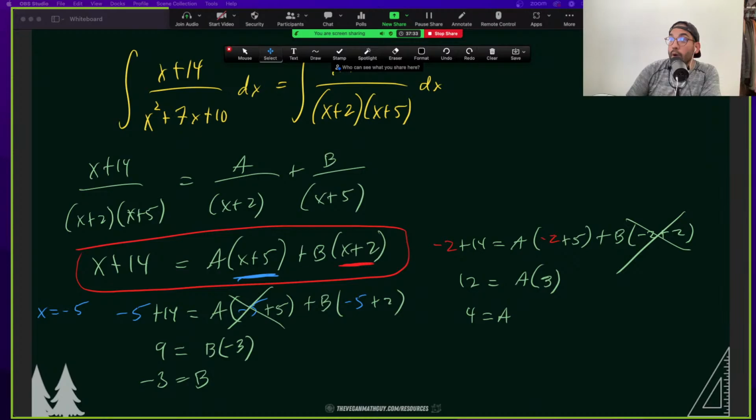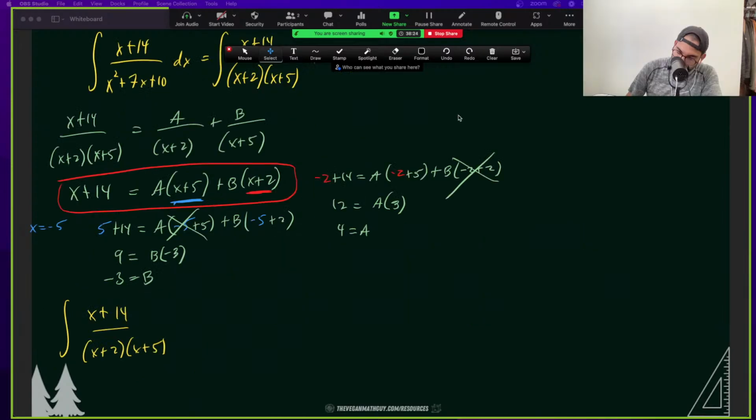So we are going to rewrite this. Remember, the integral of x plus 14 over x plus 2 times x plus 5 dx was equal to the integral of a over x plus 2 plus b over x plus 5 dx. We already found the a value and the b value, so we can plug those in. So we have the integral of 4 over x plus 2 dx, plus, and let's separate this into two different integrals, -3 over x plus 5 dx. All right, in the chat, how do we finish this off?